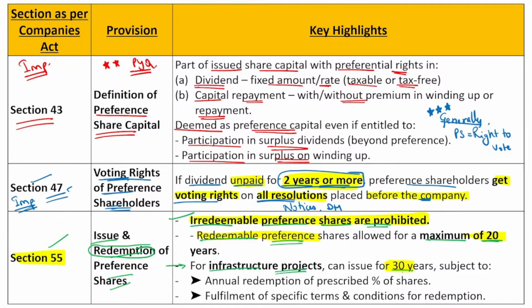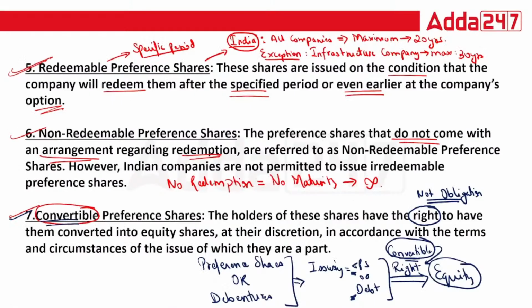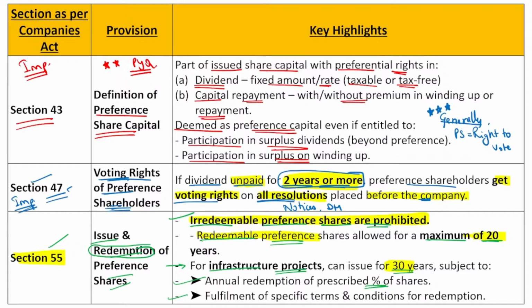But there is one exception for infrastructure projects. They can issue for 30 years, subject to annual redemption of a prescribed percentage of shares and fulfillment of specific terms and conditions for redemption. So this is given as per section 55, and for this you need to remember the section number and what the points are under it. Only these three section numbers you need to remember: 43, 47, 55. Again I am repeating: 43, 47 and 55. Just remember this.